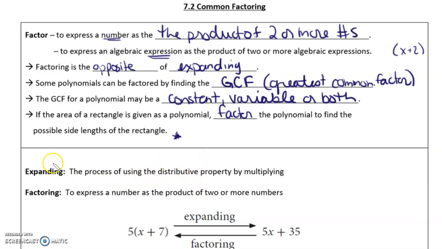When we say expanding and factoring are opposites of one another, expanding is the process of distributing in order to make your expression fully expanded. So that's multiplying. And now factoring is going backwards. Like here we'd factor out the 5, right? For 5x plus 35, it's dividing. This is backwards.